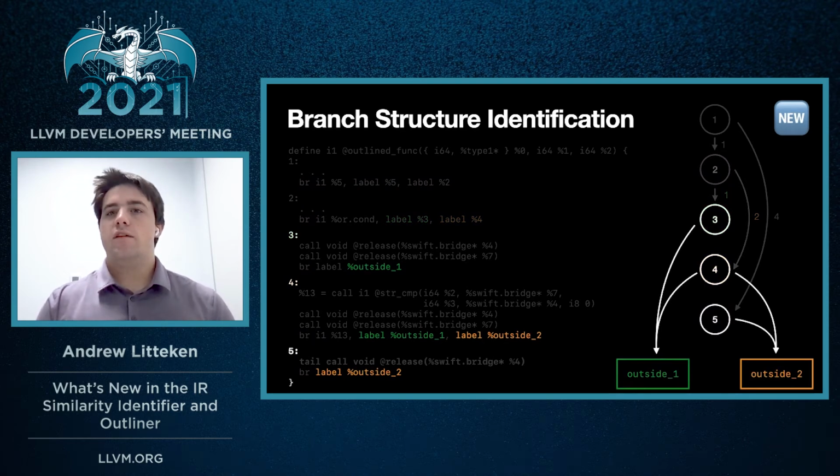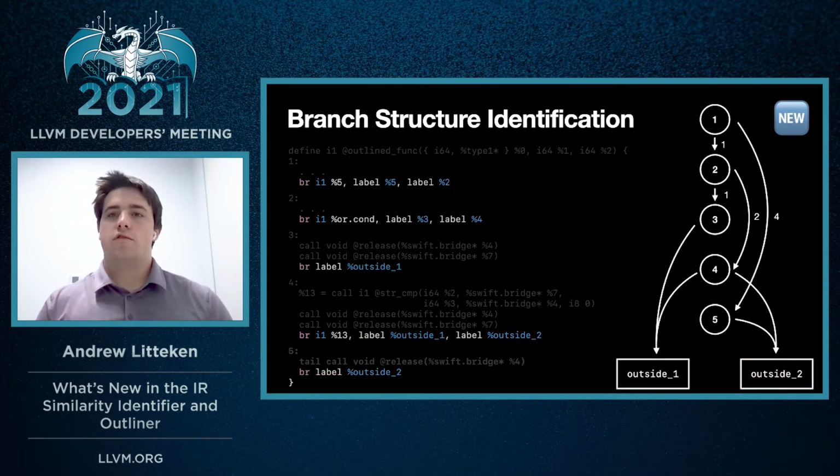And then for blocks 3, 4, and 5, we have targets outside of the region, and we use a specific identification for each unique block targeted outside the region. Using this graph structure, we can check if the corresponding branch or phi structures in each region generates the same graph structure. And if they do, those regions are compatible to be outlined together.